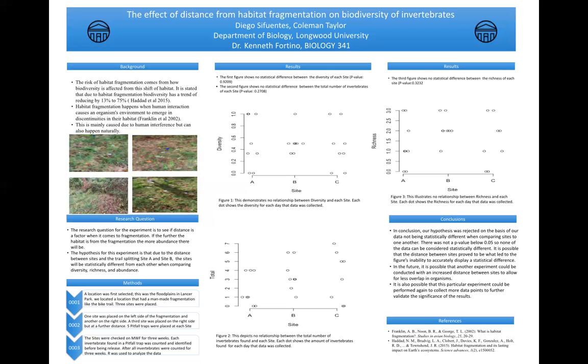The methods we took to accomplish this experiment were: first, find a location, which ended up being the floodplains in Lancer Park. After we located a location that also had a man-made fragmentation, which we established to be the bike trail in the floodplains, we then placed one site on the left side of the bike trail and another site on the right side of the bike trail. And then a third site was placed on the left side of the bike trail at the same distance that the bike trail made from A to B, now on B to C.